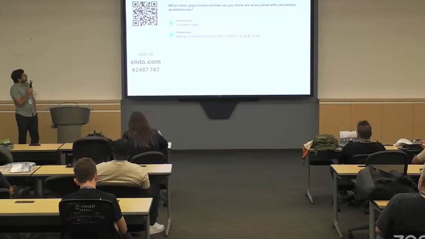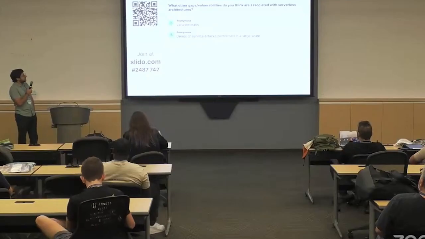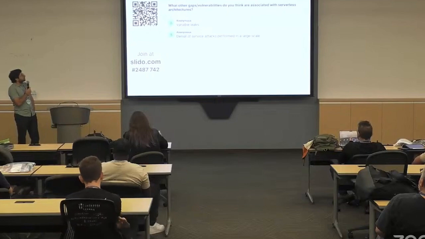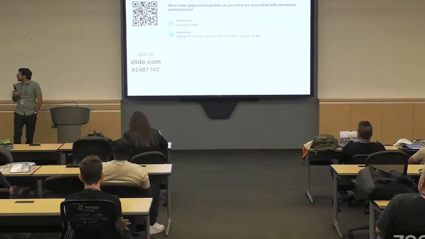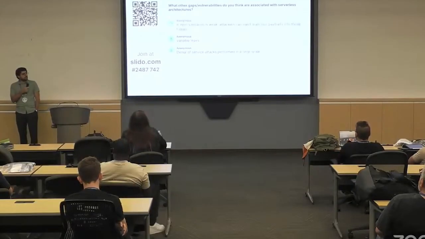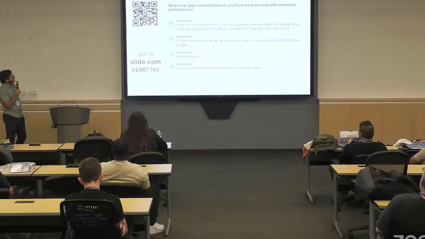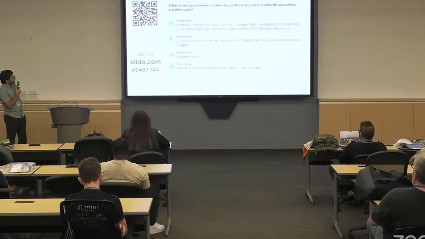Variable leaks, denial of service attacks performed in large scale. Correct. Variable leaks can also be a good attack vector, especially if you're modeling AI models. Absolutely, it's like unsecure environment variables for Lambda functions. All right, if input validation is weak, attackers can inject payloads into those triggers. That's a good one. Insecure coding practices. Yep, absolutely. Well, thank you.